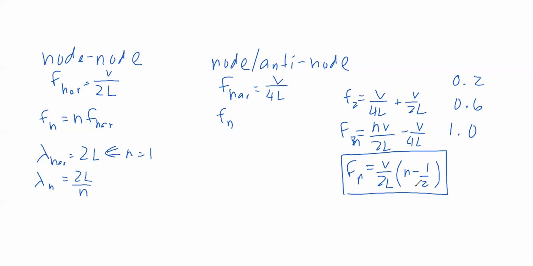Does that work? Yeah, you're always adding a half. Or you're always subtracting the half. And this even works for N starting at 1. Because when you start at 1, it's exactly half of that V over 2L, which for us was 0.4.